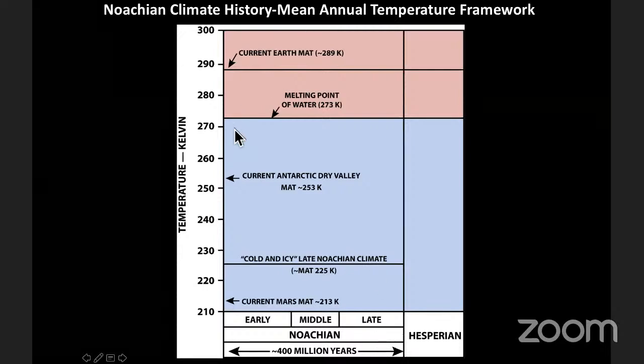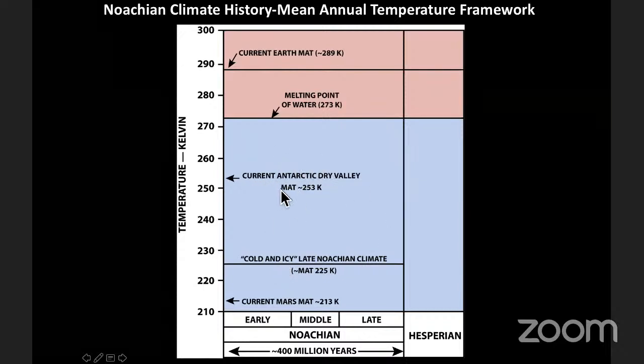And of course, up here above 273 K in pink, we have things that are above the melting point of water. Below this, in blue, we have things that are below a mean annual temperature of 273 K and thus cold and icy. So what do we have here for a frame of reference? Well, we have the melting point of water, the current Earth mean annual temperature of about 289 K, and the current Antarctic dry valley temperature.